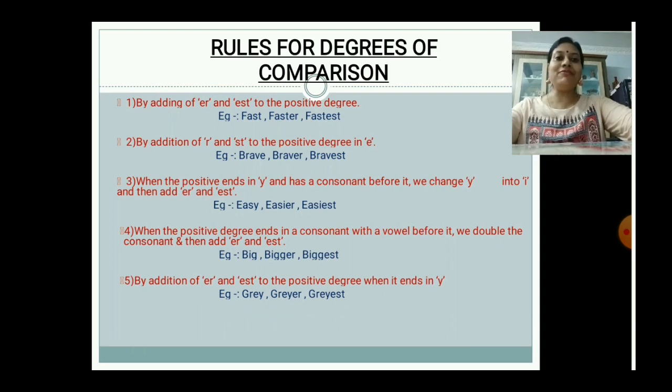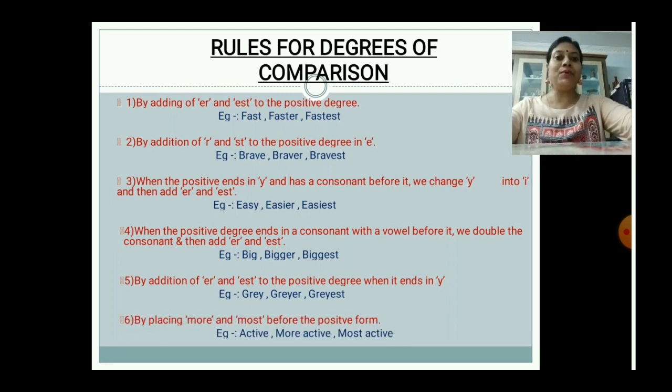By adding ER and EST to the positive degree when it ends in Y. For example, gray, grayer, grayest. So in this word you can see the last letter is Y and before it the vowel is there, so it is followed by ER and EST.